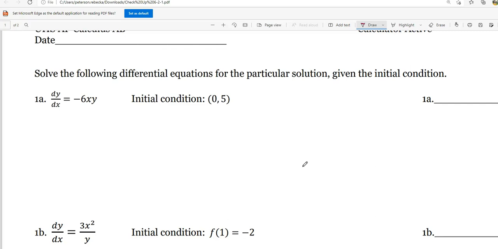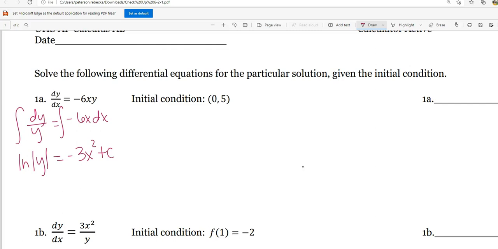So we're going to separate and integrate. So I'm going to, on the right-hand side, just move the y. So I end up getting dy divided by y equals negative 6x dx. There's step 1. Step 2 is going to be to integrate. So this becomes ln of the absolute value of y, and this side is negative 3x squared plus c.